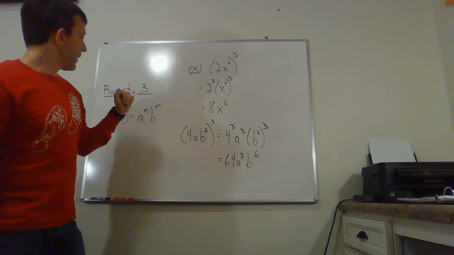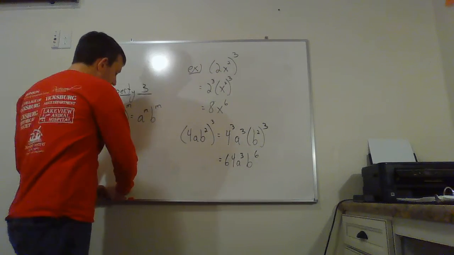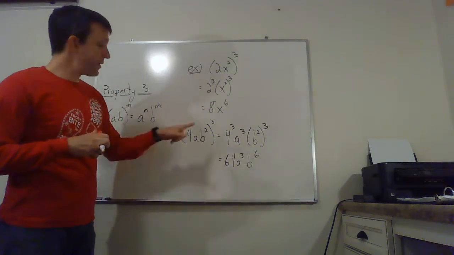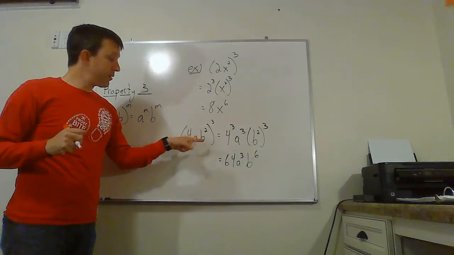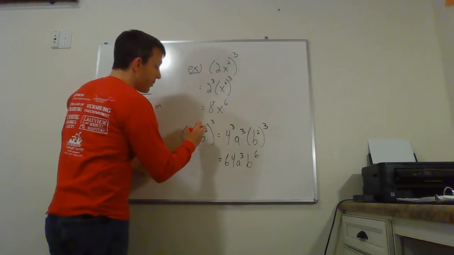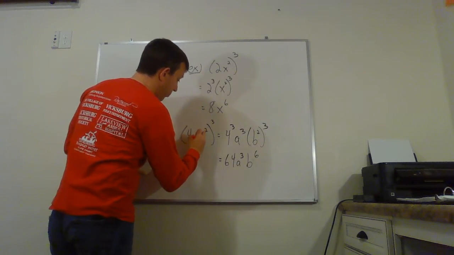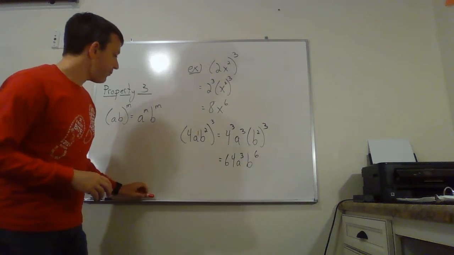And then my next example, 4ab squared all raised to the third power. Now, one really important detail here. This a has its own exponent. That 2, that square, is only on the b. If it was going to be on both, a and b would have to be in parentheses. So here the exponent on the a really is a 1. And that's worth knowing and worth paying attention to.